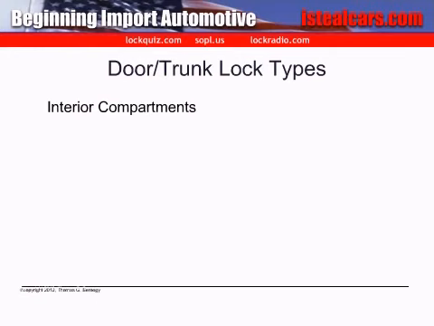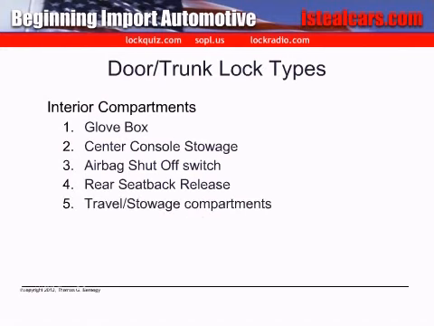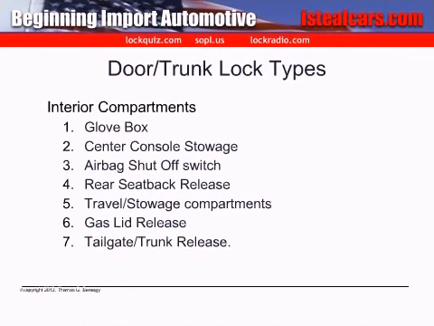Interior locks are also important when servicing the vehicle. These locks include the glove box, the center console stowage box, an airbag shutoff switch, and on cars where the rear seat folds down, the rear seat back release locks, travel and other stowage compartments often found in trucks, SUVs, or in cars with hatches. Then there are locks for the interior gas lid release and the tailgate or trunk release.